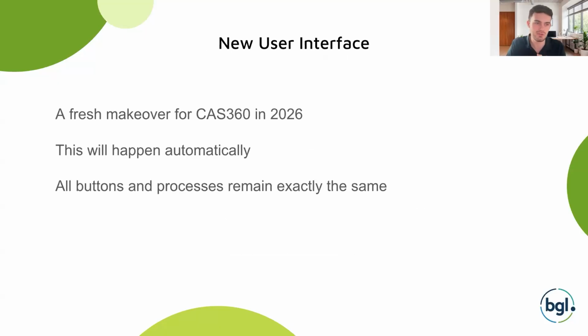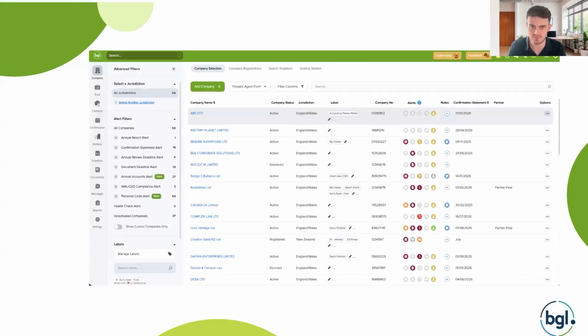The first one is your new user interface. It's a completely fresh makeover for CAS 360 in 2026. You don't actually need to do anything for any of these updates, but particularly this one, they will always be done automatically. Your system will be updated and you will get a notification every time it's done. So this one should already be with you, but it's really important that no matter how this new interface looks for you, all of the buttons and the processes remain exactly the same as they were before. And I'll give you a couple of examples in just a second.